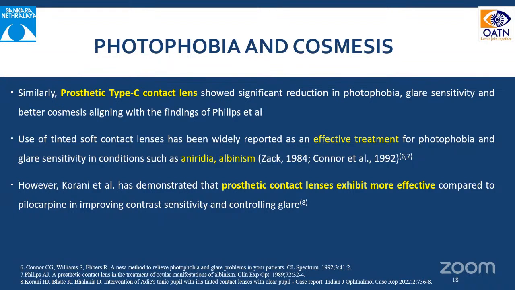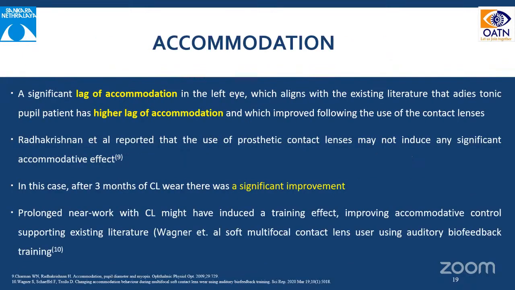Moving on to accommodation, the present case exhibits lack of accommodation in the left eye, which was the Adie's tonic eye. Literature also says that an Adie's tonic eye will have a higher lag of accommodation. The next study, by Radhakrishnan et al., found that the use of prosthetic contact lens may not induce any significant accommodative effect. But in our present case, after 3 months of contact lens use, there was significant improvement in accommodation, stereopsis, and MEM value. This could be because prolonged near work with contact lenses might have induced a training effect, improving accommodative control, which supports the existing literature by Wegener et al.